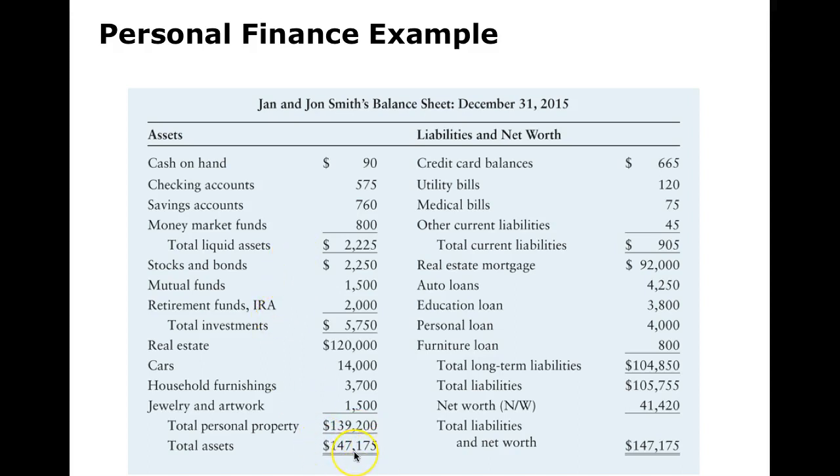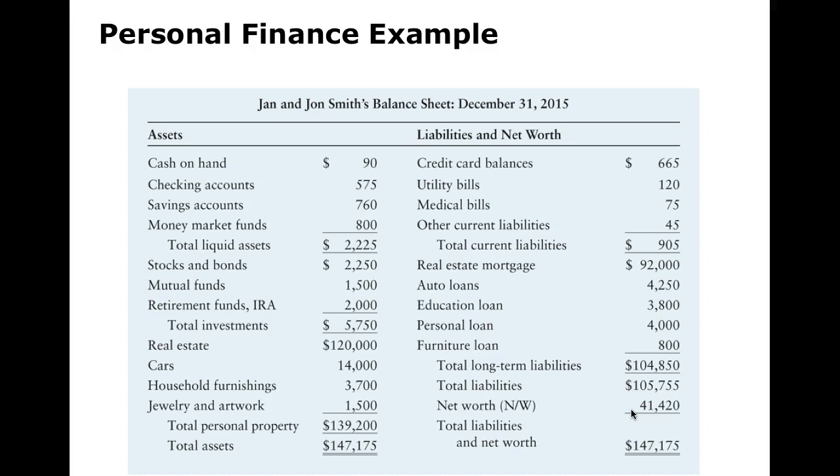They have $147,000 in assets. Now, in liability, they have credit cards, utility bills, medical bills, other liabilities, real estate, mortgage, auto loans, educational loans, personal loans, furniture loans. So the total liability is $105,000. The net worth is $41,000, means that's the money they have in equity.